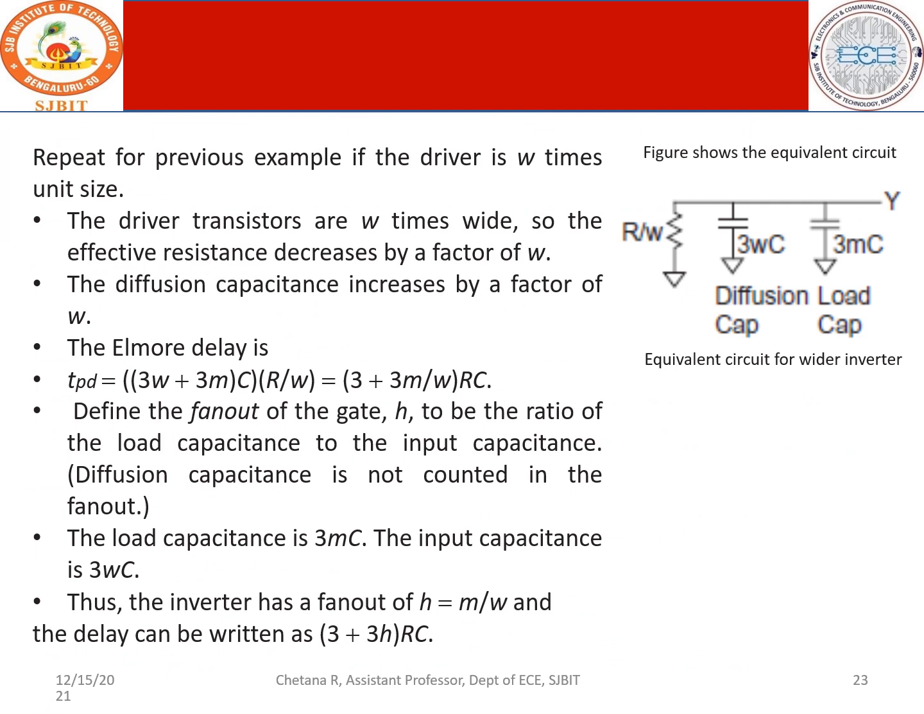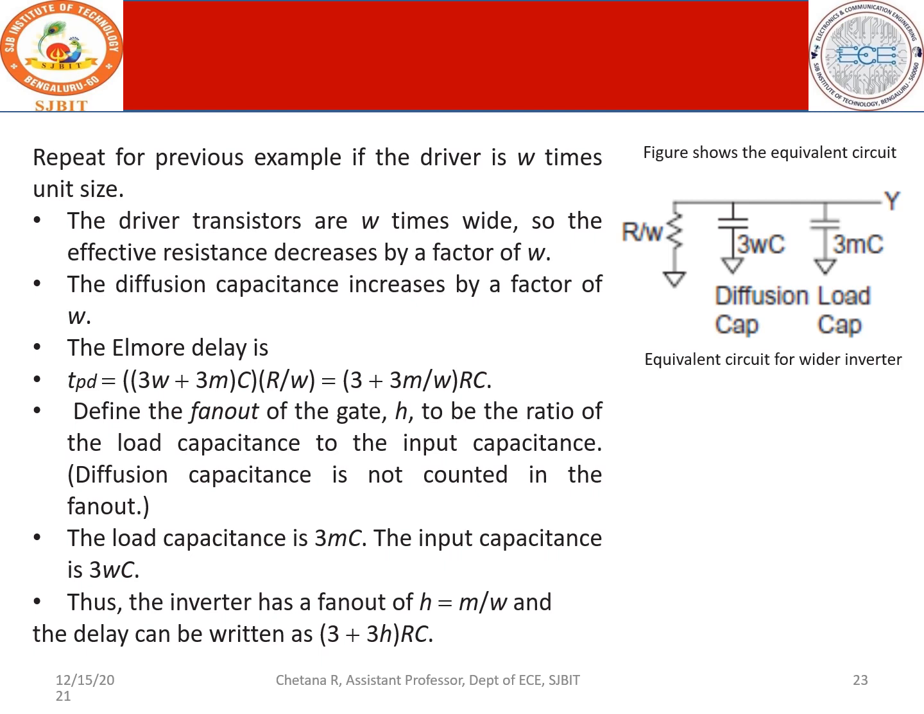So based on the same example, if the driver is W times unit size, the driver transistors are W times wide. So we have the width given as W. If the width is W, then the resistance has to be divided by W and the capacitance needs to be multiplied by W. Since this is the load capacitance, W has no impact on the load capacitance, only on the diffusion capacitances, the drain and source capacitance, is there an effect of the width. So the circuit is quite self-explaining, telling what the values of R and C are.